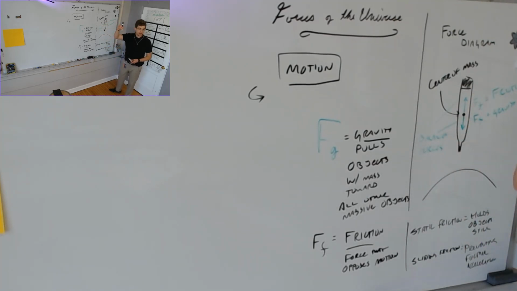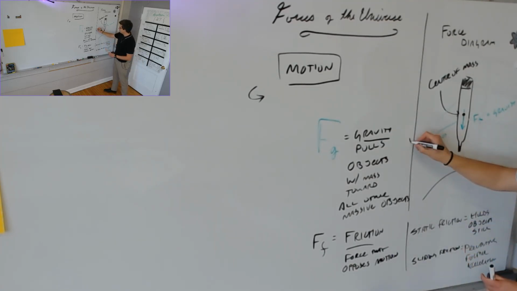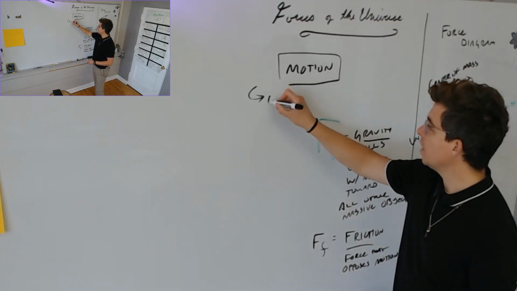What if I let go? I have to catch it because I don't want to ruin the tip. But what if I let go? I'm essentially getting rid of this force, right? I'm getting rid of the force of friction, and now are the forces balanced? No. They are unbalanced.